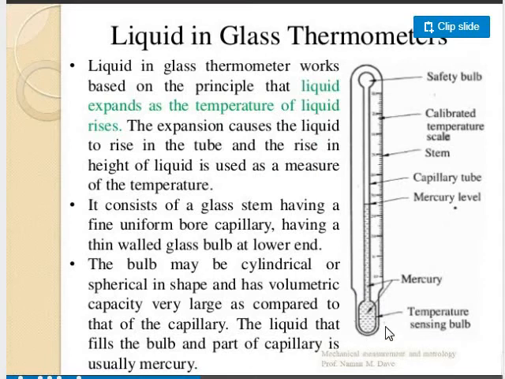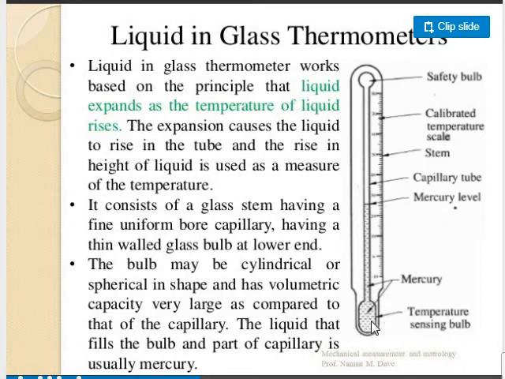We have that temperature sensing bulb. So when there is a rise in temperature, our mercury level also rises. So the mercury level will rise and show what the temperature of that body is. So it is based on the principle that liquid expands as the temperature of the liquid rises. The expansion causes the liquid to rise in the tube, and the rise in the height of the liquid is used as a measure of the temperature.